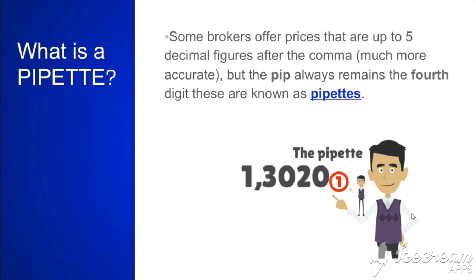So in this picture, you see 1.3020. That 1 is the pipette. Let me tell you now, ignore that number. When you're calculating, don't even add it to your calculator. Or if you do, act like it's that invisible friend that you had.